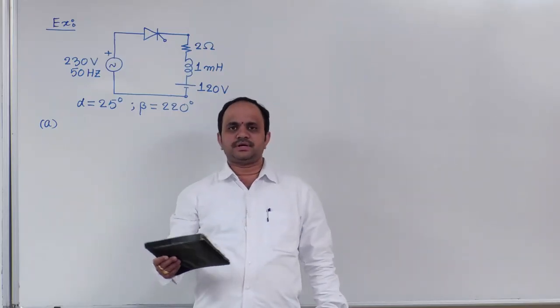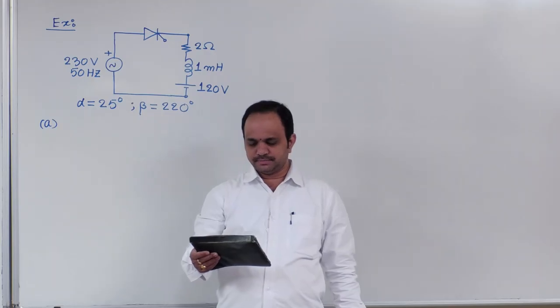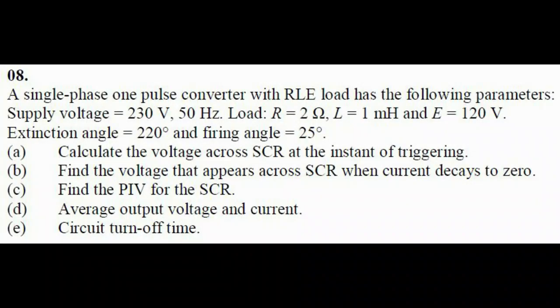Now, let us take one numerical example. A single phase 1 pulse converter with RLE load has the following parameters: supply voltage 230 volt, 50 Hz, load resistance of 2 ohm, inductance is 1 millihenry, and the load EMF is 120 volt. Extinction angle is 220 degree, that is beta, and firing angle is 25 degree.